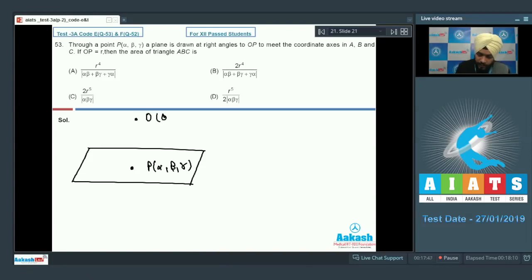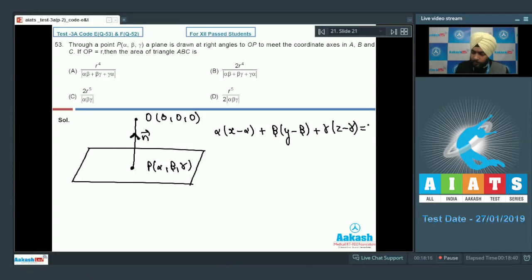So let us have O(0, 0, 0). Obviously, if the plane is at right angles to OP, this is my normal vector. And if I have the normal vector with me, direction ratios are alpha, beta, gamma, obviously. The equation of plane can be easily written because I know one point on the plane, that is P itself. So direction ratios alpha, beta, gamma. So alpha into (x minus alpha) plus beta into (y minus beta) plus gamma into (z minus gamma) equals 0. If we take a general point R as (x, y, z), then RP dot n vector is equal to 0. This is the result and the equation of plane.